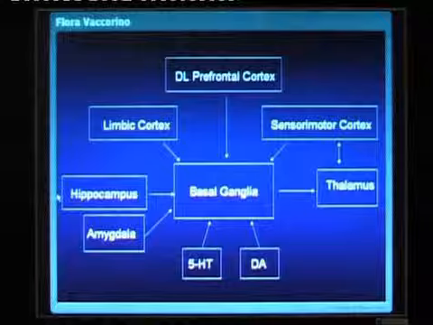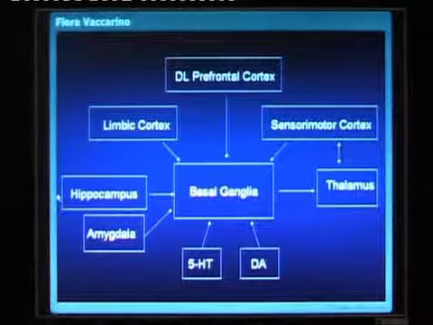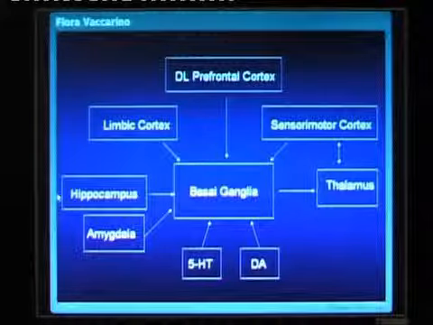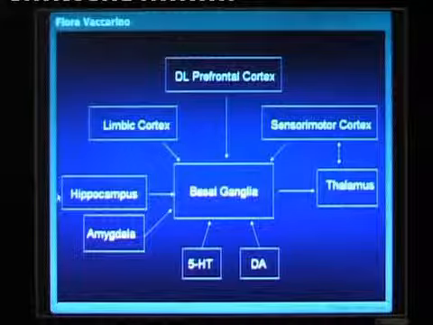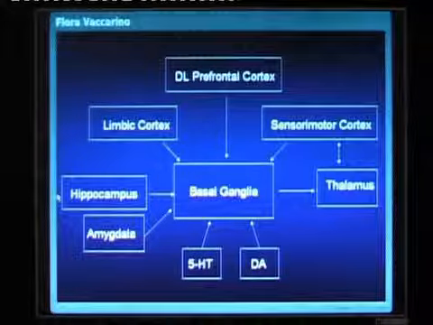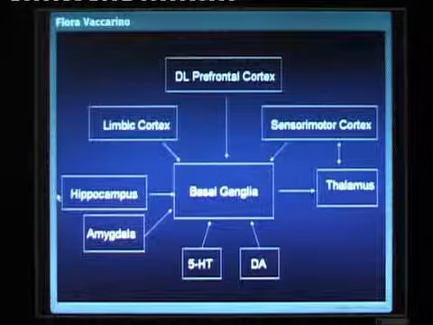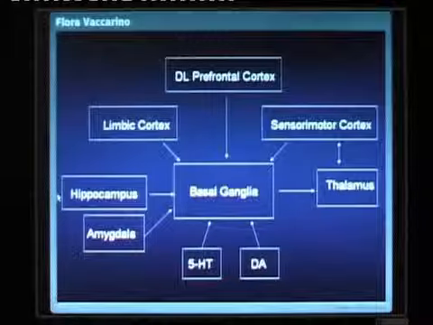What do the basal ganglia do? What's their function? They are relatively small nuclei, but they are interconnected with essentially the rest of the brain, particularly the forebrain. They receive from many cortical areas, including the limbic cortex, which regulates emotional functions, prefrontal cortex, executive function, sensory motor cortex, hippocampus, amygdala, and also from mesencephalic regions, which have serotonin and dopamine that are important for motivation. They project to the thalamus, which in turn projects back to the cortex.